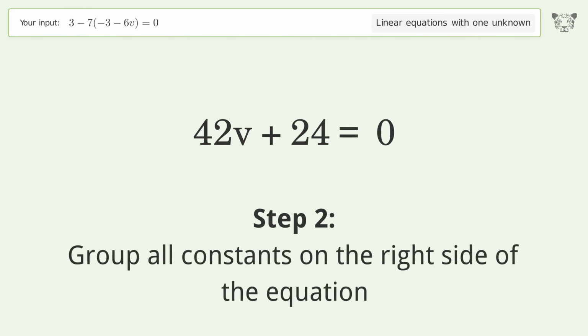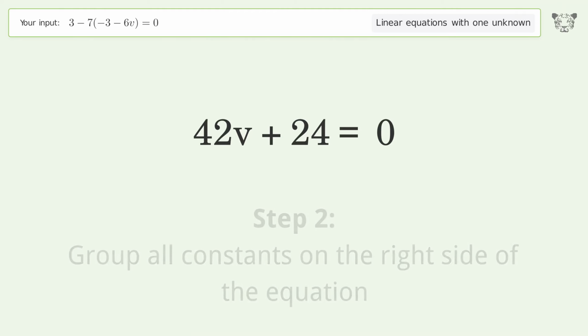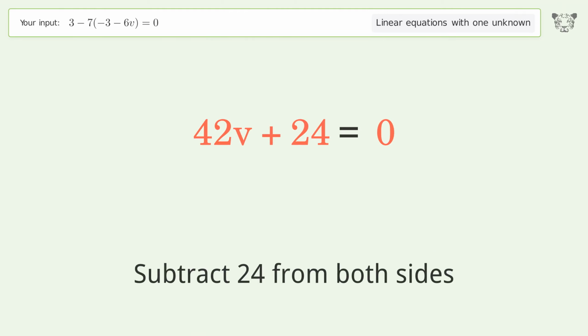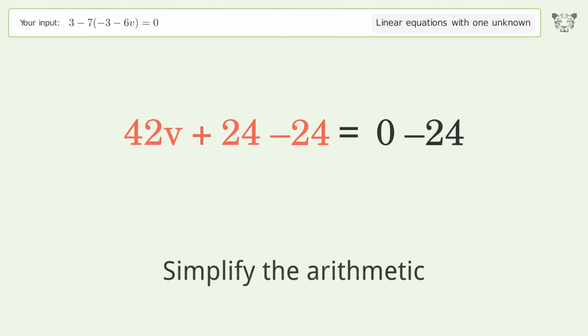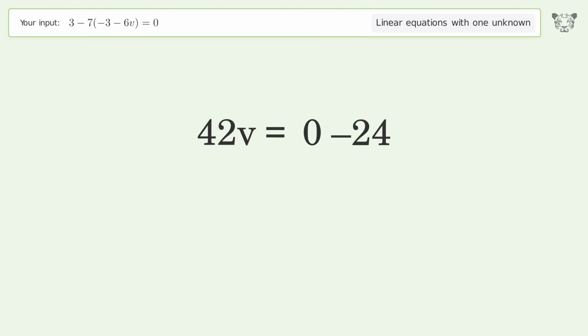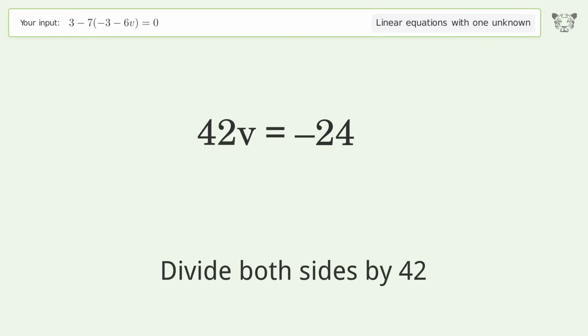Group all constants on the right side of the equation. Subtract 24 from both sides. Simplify the arithmetic. Isolate the v. Divide both sides by 42.